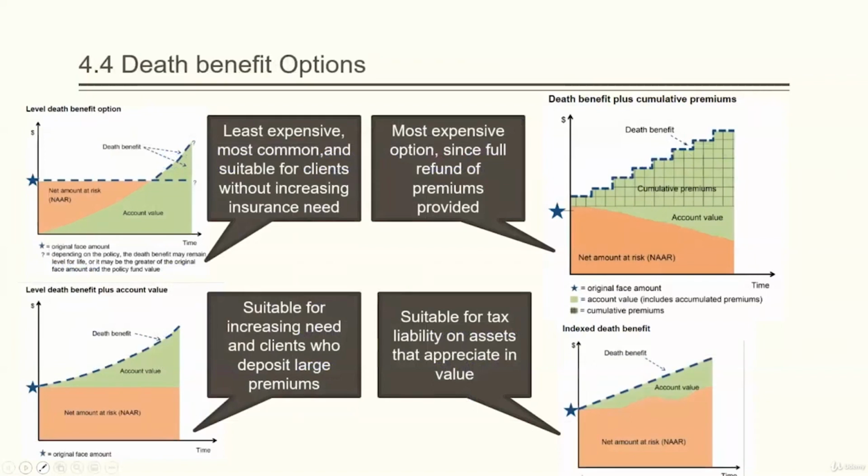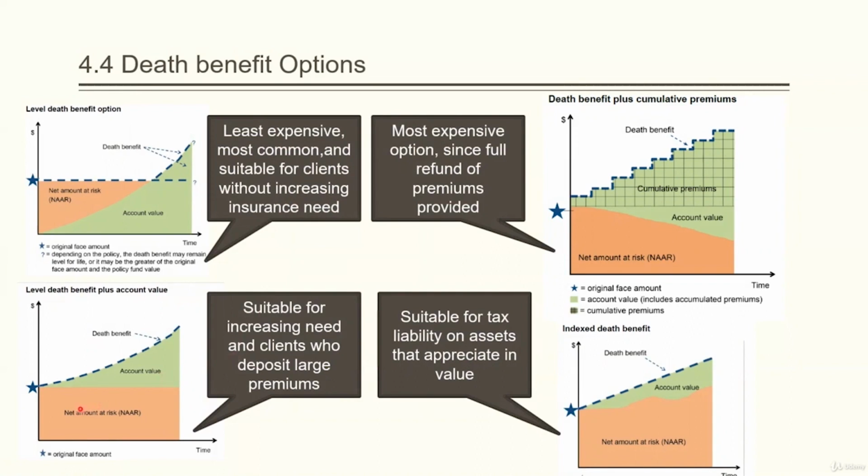These are the different death benefit options. Usually more common is just a level amount. This is like whenever a person dies, the family will get the same amount, whether it's 300,000 anytime the person dies in the first year, or after 20 years, the family gets the fixed amount. But it's also possible the account value will be increasing. It's possible if the account value increases over and above the face amount, then family will get a higher death benefit. So that is the level death benefit option. This is least expensive, most common, suitable for clients without an increasing insurance need.